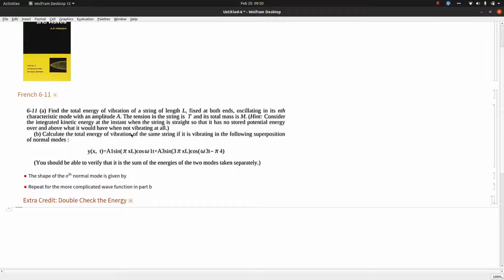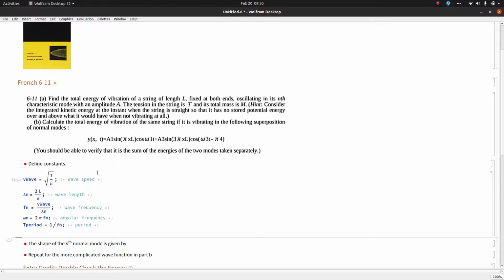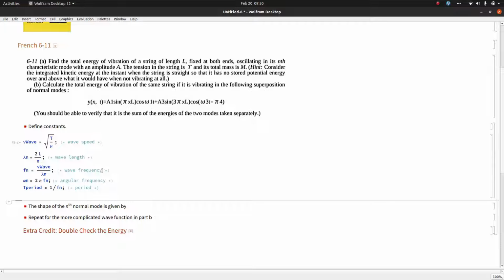It also has a part B, which wants us to compute the total energy of vibration for the same string vibrating in a superposition of normal modes. And we'll get to that in just a little bit. But let's go ahead and start by defining some constants. And I've taken the liberty of defining those constants beforehand, so I'm going to just pop those in here.